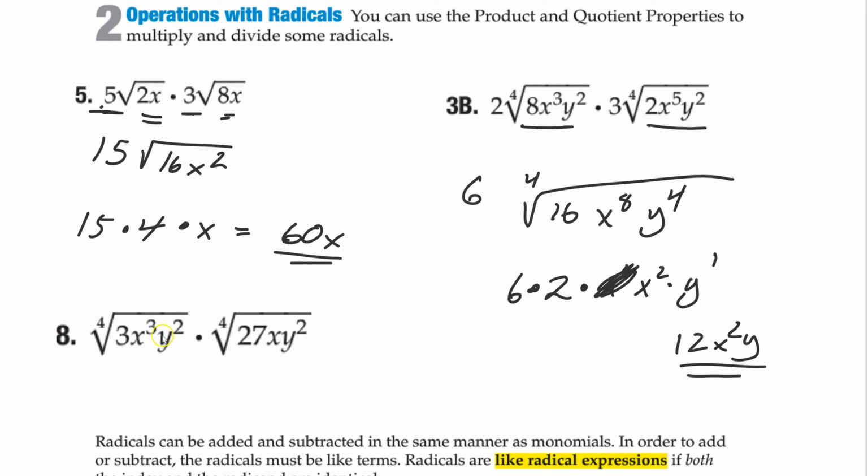Over here we did the same idea. Just multiply them, you get 4th root of 81, x to the 4th, y to the 4th. Well, 4th root of 81 is 3, and then those divide evenly, so x and y. So that's the idea. The main thing here is when you multiply radicals, you multiply radical times radical, and outside number times outside number. That's the way it goes.